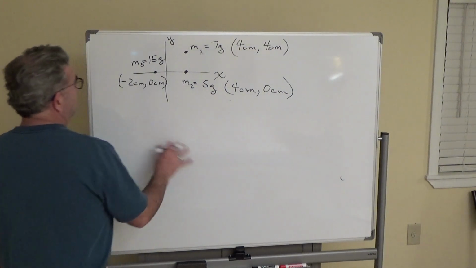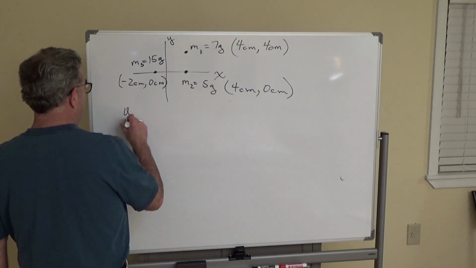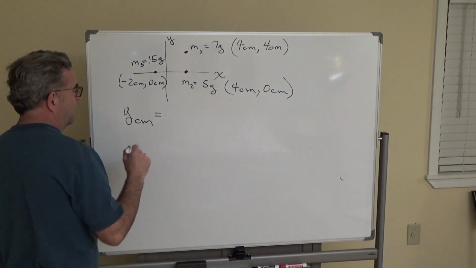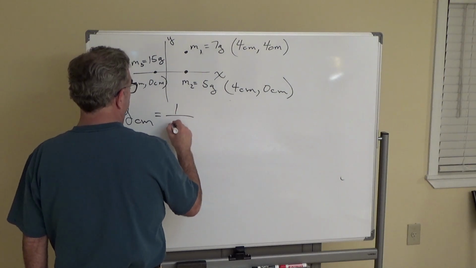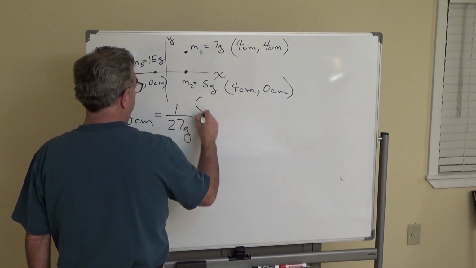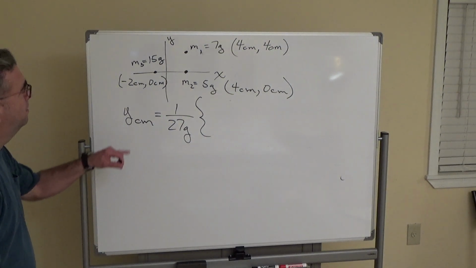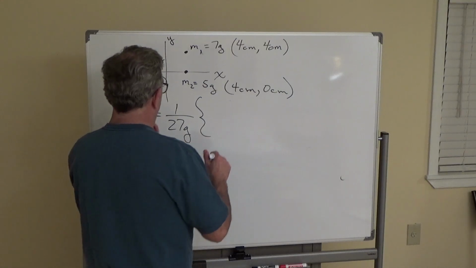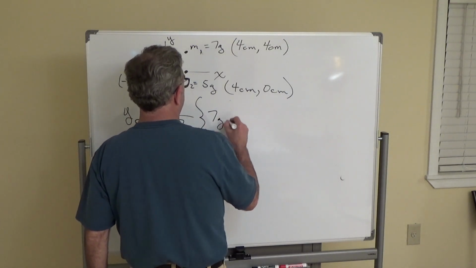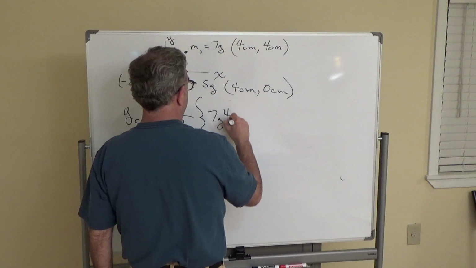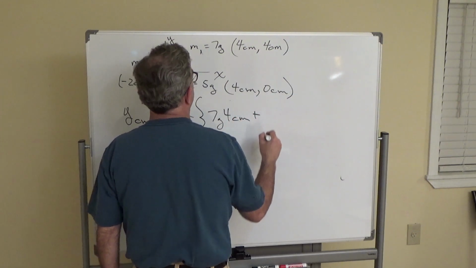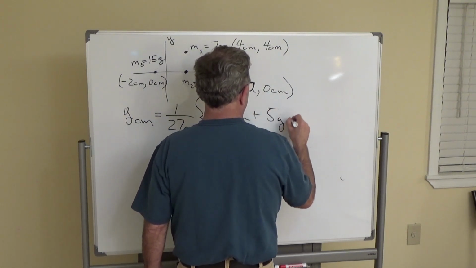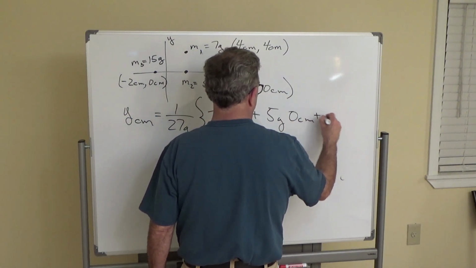All right. For the Y direction, so Y center of mass, I do the same exact thing except now I'm moving along the Y direction. So I have 1 over 27 grams. Then I'm going to look at each of the masses and their positions. M1, 7 grams, Y position, 4 centimeters. Plus M2, 5 grams. Position, 0 centimeters.